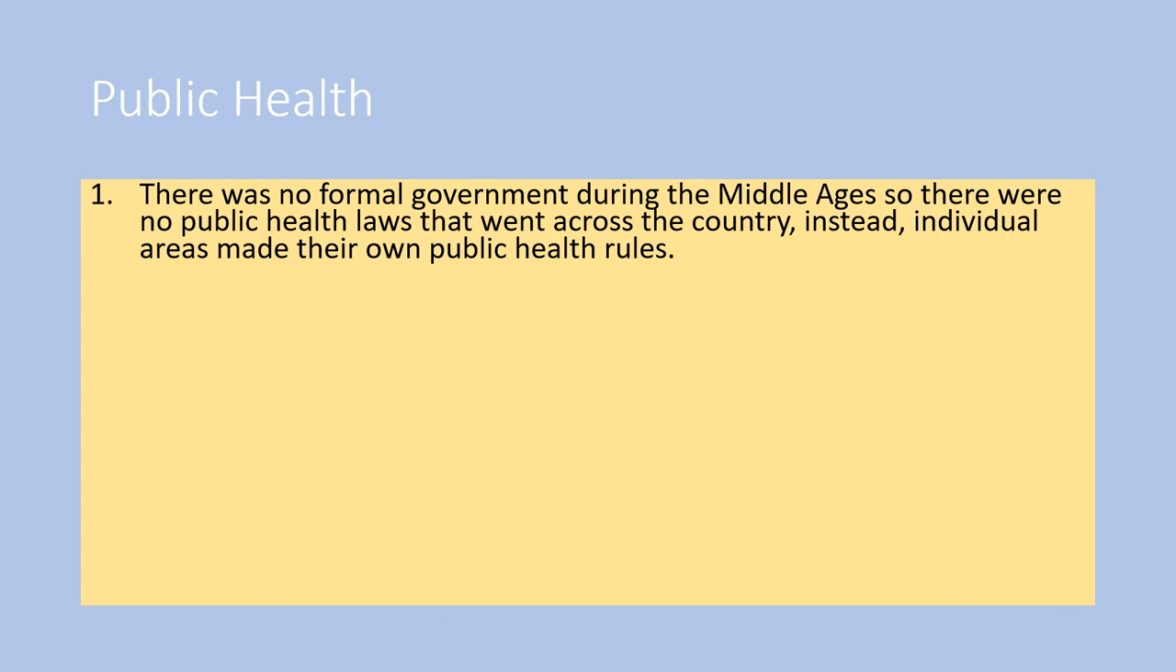There was no formal government during the Middle Ages. That's important because only a government can introduce public health laws. So in Britain, what happened was that there were lots of different laws regarding public health all across the country. Individual areas, individual counties, individual towns made their own public health rules. So you could have a rule in London that didn't apply in Dorset, for instance. Okay, so public health rules differed all across the country because there was no central government at this time during the Middle Ages.